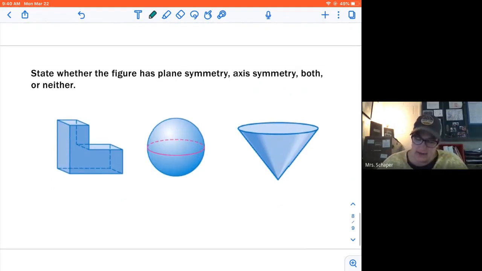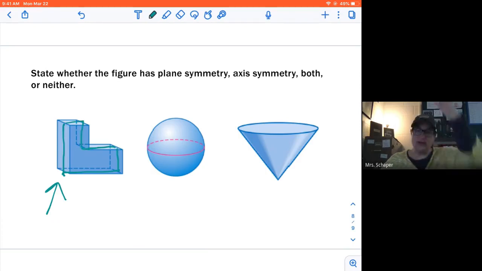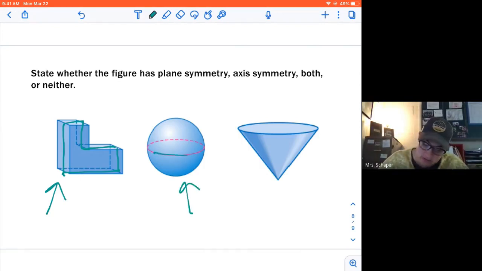So we have to state whether these have plane symmetry, axis of symmetry, or both. This one I would say has plane symmetry because I can cut it down the middle that way. This one, like we just talked about, has plane symmetry with the great circle, and it also has an axis through the center, just like the Earth. And I would argue that this one has only rotational symmetry, or axis of symmetry.